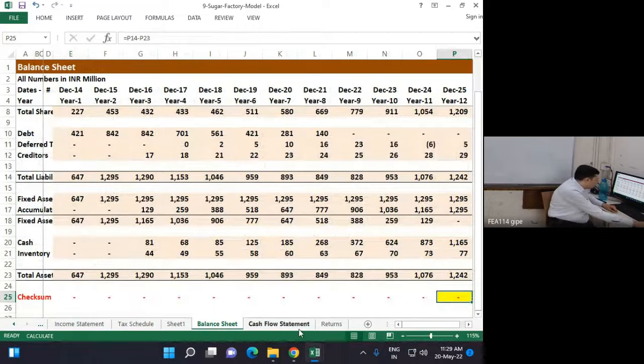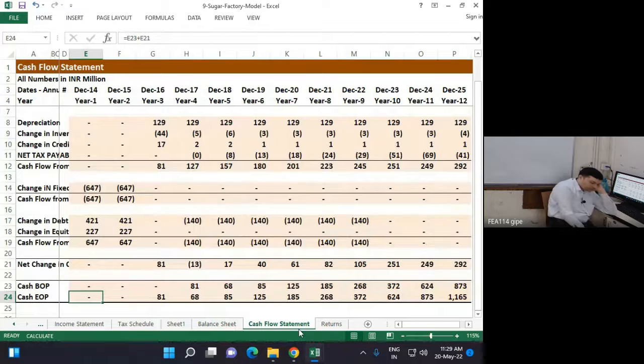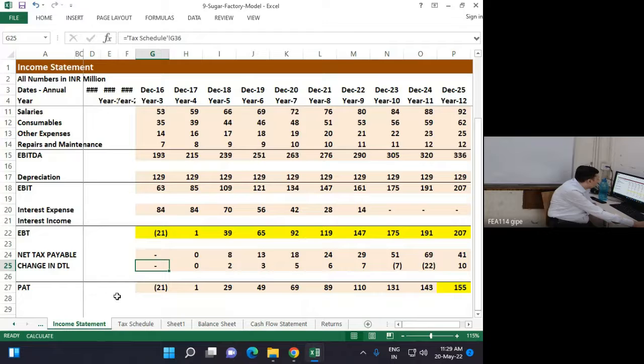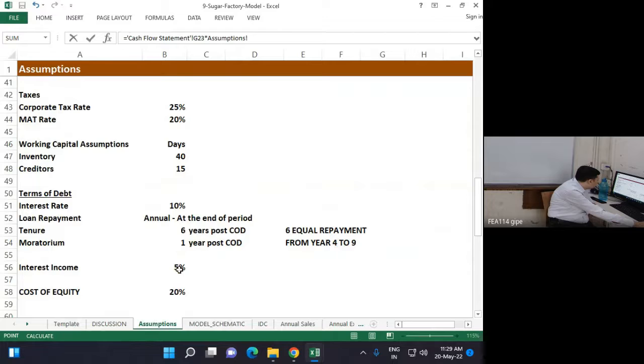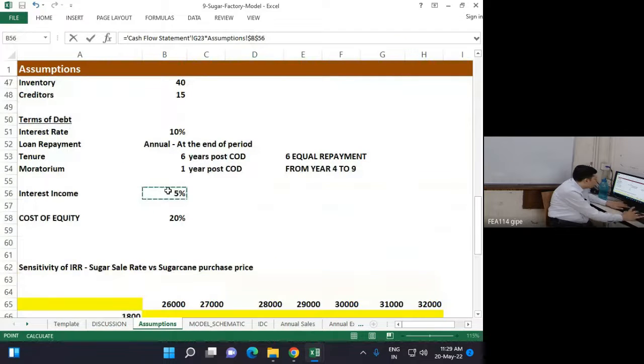Okay, students online, is the balance sheet matching? Yes, sir. Correct. Now, in the income statement, if you remember, interest income is blank. So now that you have cash flow, you can calculate the interest income. So let's compute the interest income in the income statement for the third year. You take opening cash of year 3 into the rate of interest income, which is given in assumptions, 5%, and fix the rate.